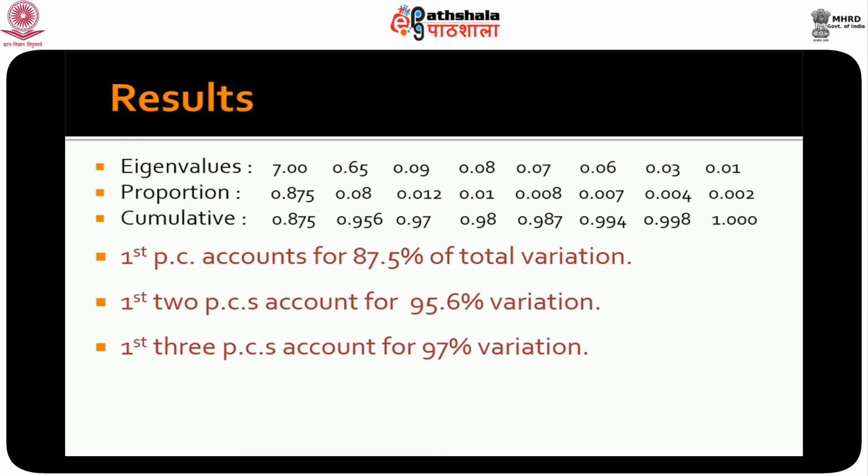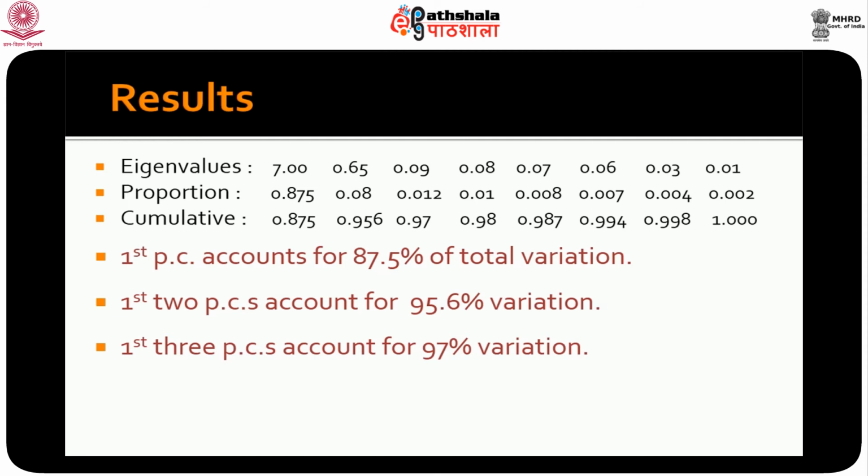Now let us look at the proportion of variability explained by each of these. Remember again that the eigenvalues give us the variability for each of the principal components. So the total is 8. The first principal component leads to an eigenvalue of 7. So it has a variability of 7, and hence the proportion is 0.875, which comes from 7 by 8. The next one accounts for about 0.081 variability.